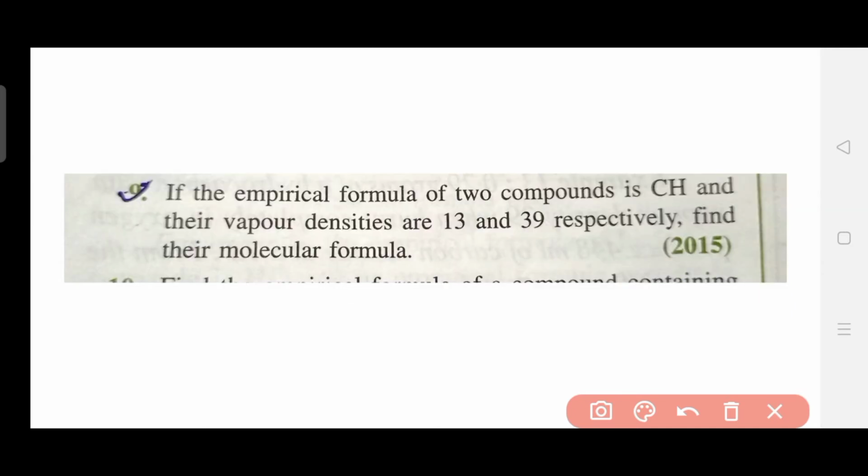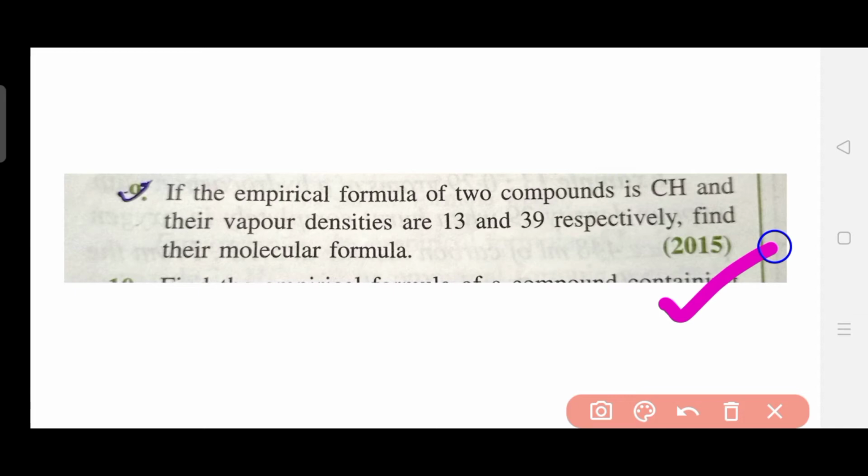Now let me show you a somewhat tougher question than the previous one. The question says that if the empirical formula of two compounds is CH and their vapor densities are 13 and 39 respectively, find their molecular formula. And this is an ICSE question from 2015.